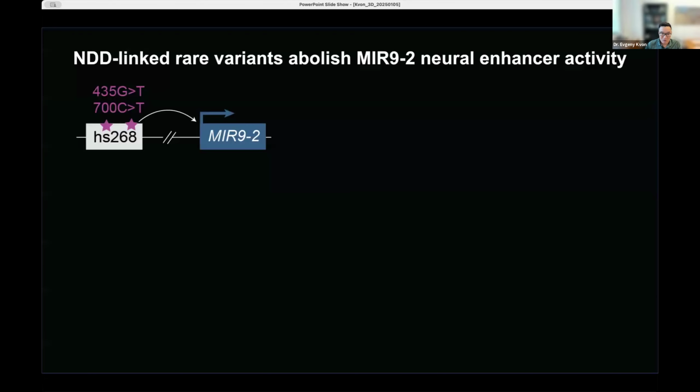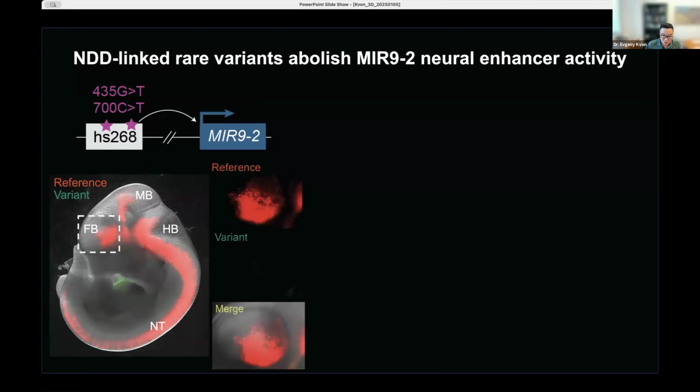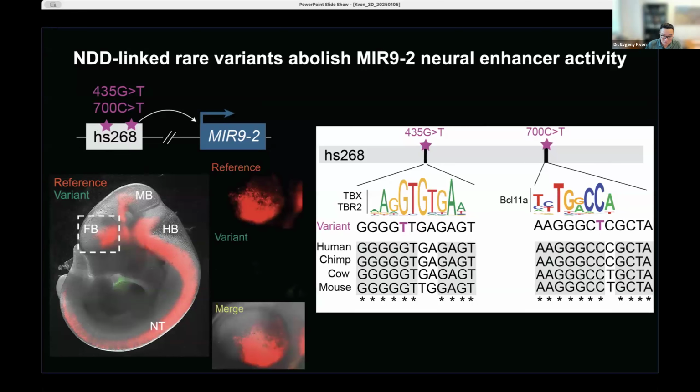And in doing so, we found some very interesting examples. For example, here, there are two variants from independent patients with autism that fall in this brain enhancer of microRNA-9-2. And when we do dual insert, what we see is that these two variants kill enhancer activity completely, right? So there is no green at all, right? And interestingly, the variants fall within predicted transcription factor binding sites.